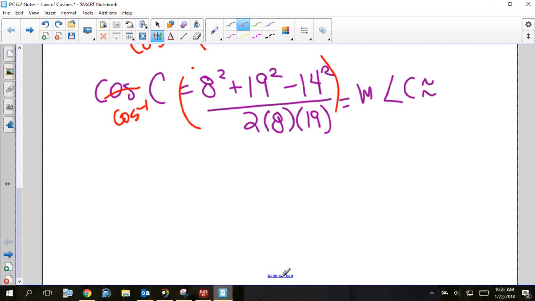So I'm putting up the work for cosine inverse for C, and then I'll do it also for A.